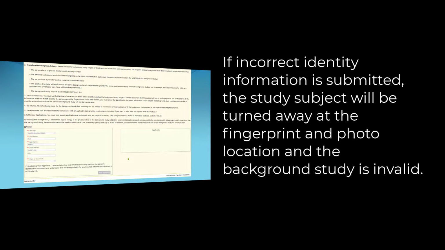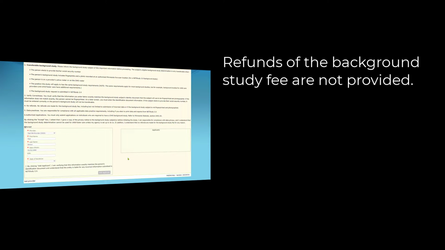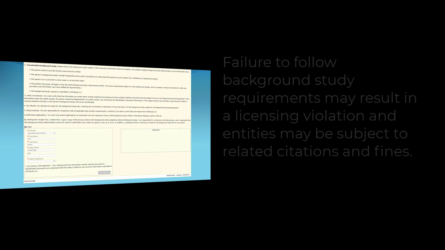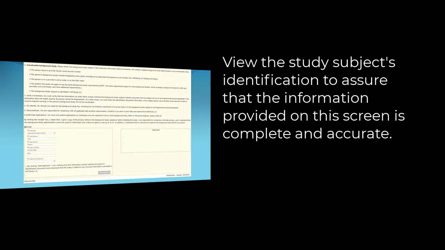If incorrect identity information is submitted, the study subject will be turned away at the fingerprint and photo location, and the background study is invalid. Refunds of the background study fee are not provided. Additionally, failure to follow background study requirements may result in a licensing violation, and entities may be subject to related citations and fines. It is important to view the study subject's identification to assure that the information provided on this screen is complete and accurate.